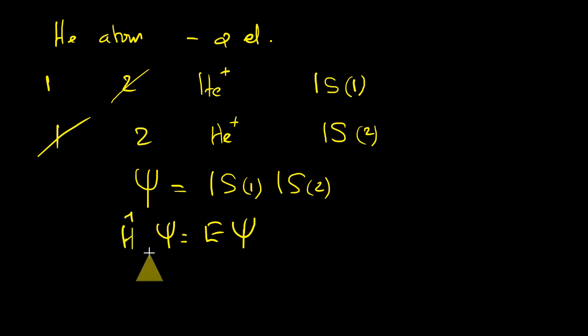In the case of the helium atom, there are 2 electrons. So how the Schrodinger wave equation is constructed there, you already know. Okay. So we can construct the Schrodinger wave equation for the helium atom.